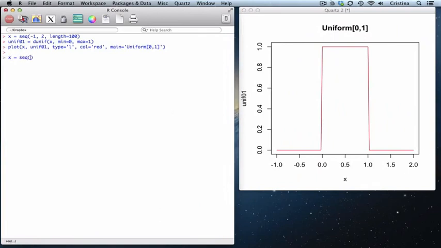Similarly, for the standard normal distribution, we create a sequence of values for x from -3 to 3 and obtain the distribution function with the dnorm command, which stands for distribution normal.